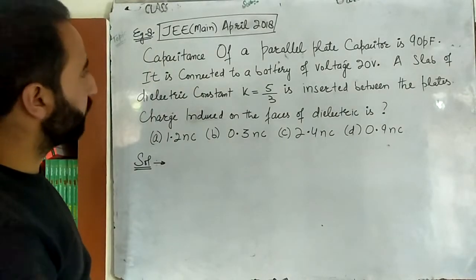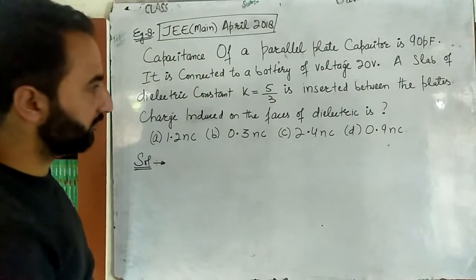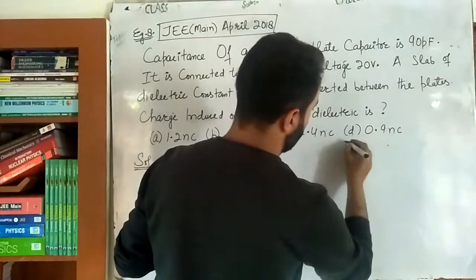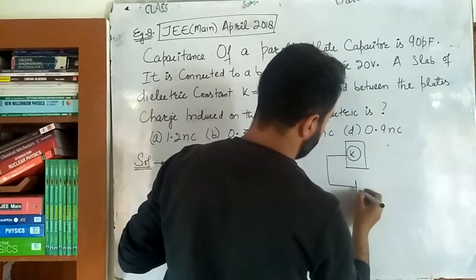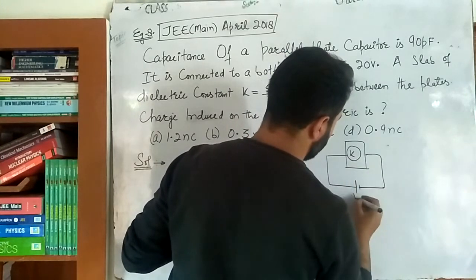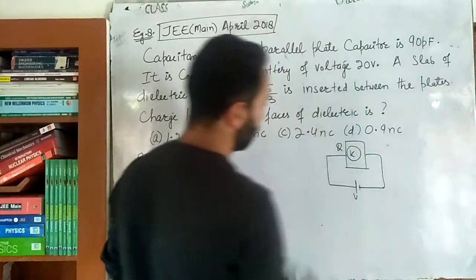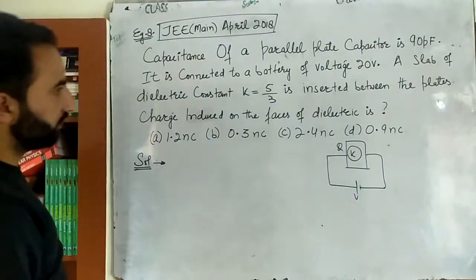So first of all, let's calculate the charge supplied by the battery to the capacitor. So it's like this. This is a parallel plate capacitor with dielectric, whose dielectric constant is K. Then there is a battery here. Its potential difference V is given to you. That means we will first of all calculate this Q. So how much is the capacitance?